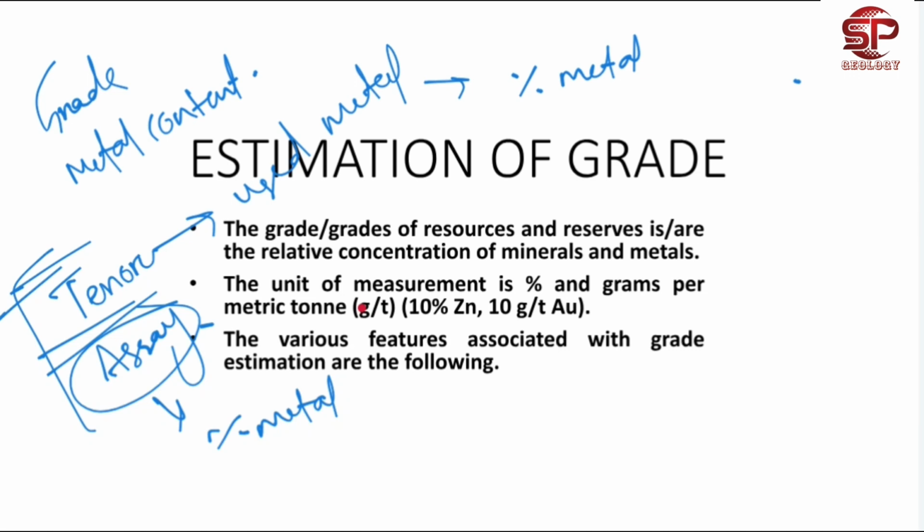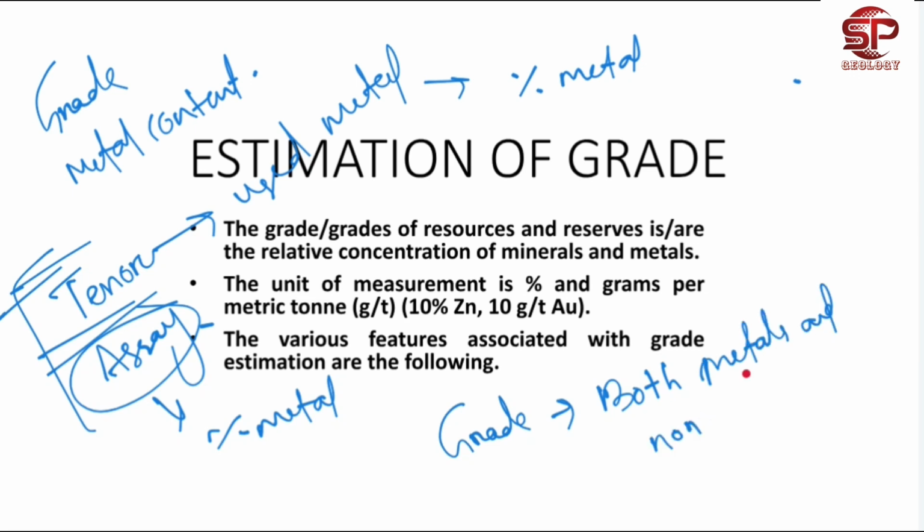And this grade, in the old concept, was used for both metals and non-metals. But nowadays this tenure is obsolete. Grade is only used. But in earlier days, grade was a qualitative term.